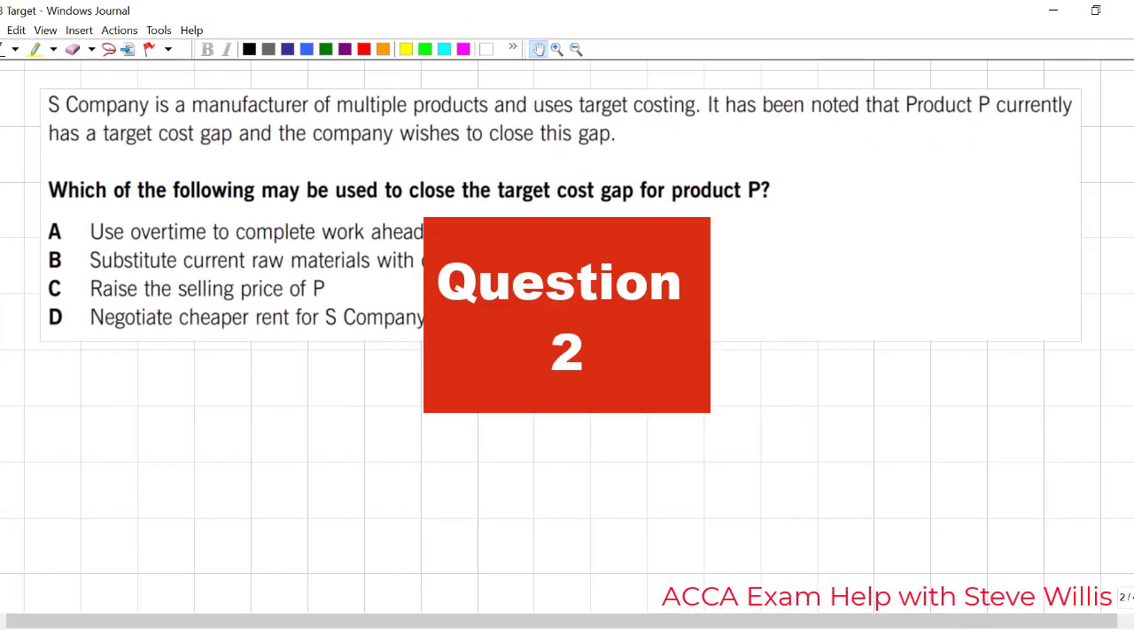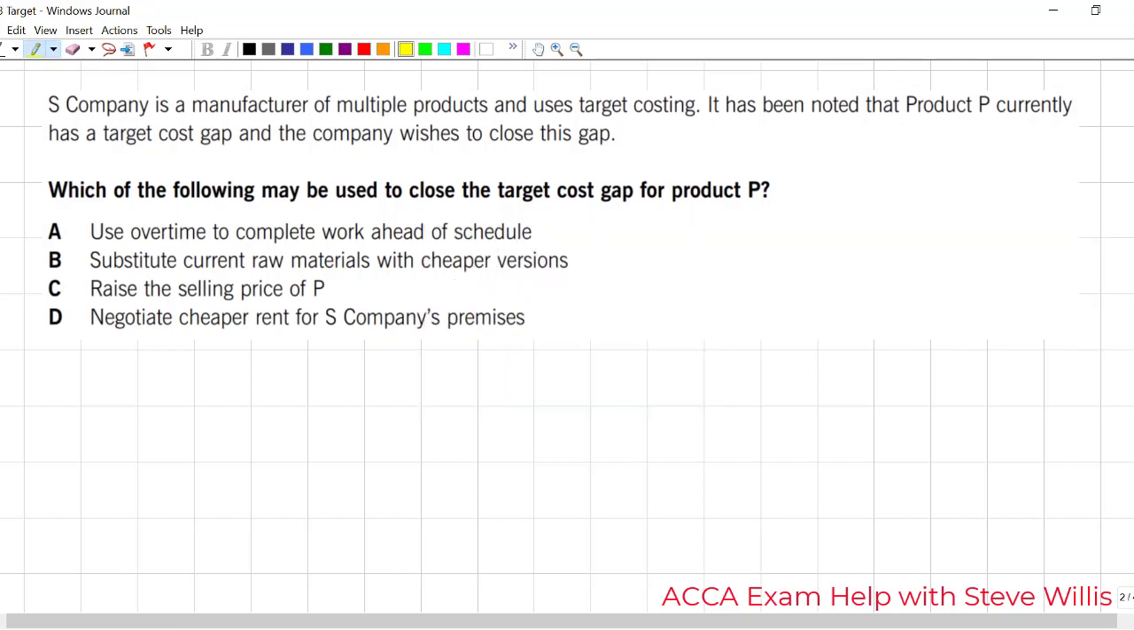Here we have a nice theoretical question, and we read the requirement first. Which of the following may be used to close a target cost gap? So which of these actions are going to reduce the cost gap, will help us reduce the expected cost per unit? And let's read more. A company is manufacturing multiple products using target costing. Only one of the products has a cost gap.